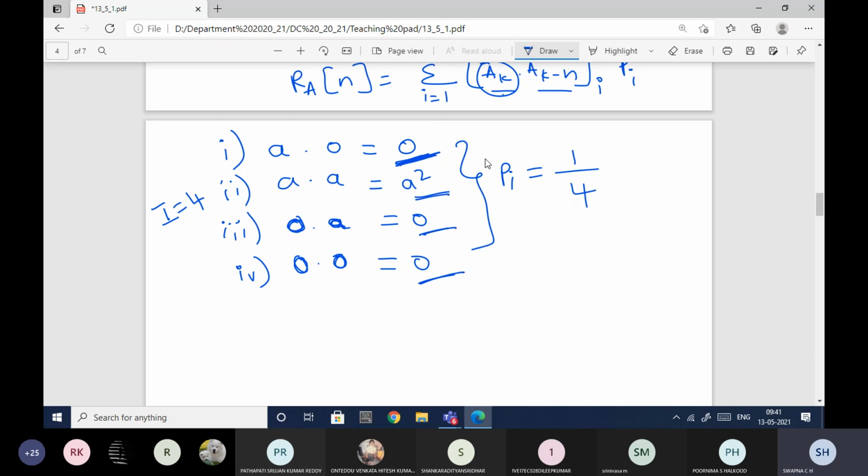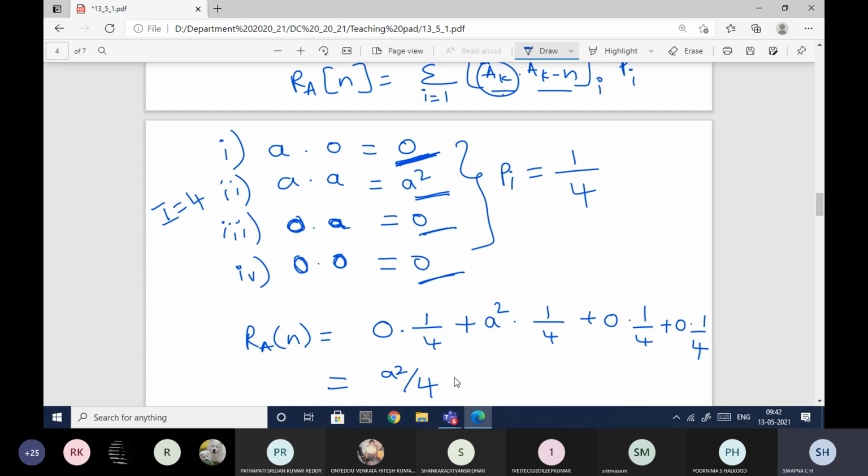Okay, so for each it will be 1 by 4 only. Now I've got Pi also, I've got AK into AK minus n also. Now I have to substitute in Ra of n. Ra of n is equal to, the first one is 0 into the probability 1 by 4 plus A square into 1 by 4 plus 0 into 1 by 4 plus again 0 into 1 by 4. Okay, so I'll get this as A square by 4.